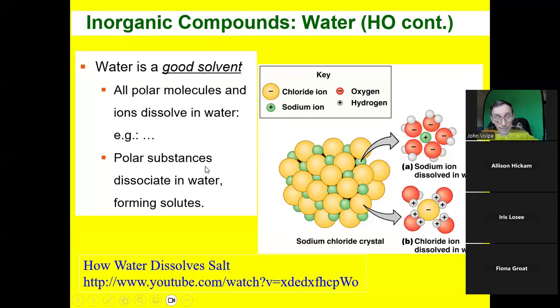So polar substances and ionic substances dissociate in water, forming a solute, and water is a solvent. It can dissolve some solutes, such as sodium chloride, in which case you no longer have the sodium chloride crystal. You have the solution, which is the solute dissolved in the solvent. Any questions about any of that?